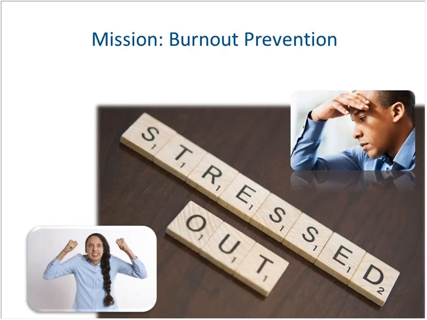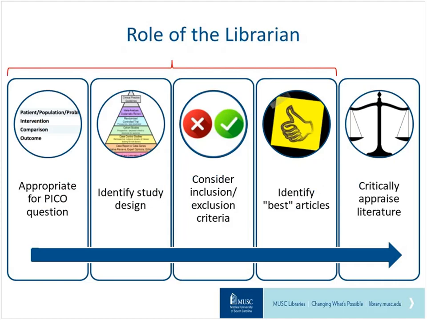Okay, so now we're going to bring it back to our scenario, mission burnout prevention, and briefly review the librarian's role in selection and appraisal, and also evaluate a few more studies. As Amanda mentioned earlier, the article selection process consists of finding articles that match the PICO question, identifying ideal study designs, considering inclusion and exclusion criteria, identifying best articles, and critically appraising the literature. Generally, the librarian is involved in the first 4 of these 5 steps. However, there are librarians who are involved in critical appraisal, in medical education or resident journal clubs or evidence synthesis services. I think the trick is to find your niche based on your skills and institutional expectations and opportunities.